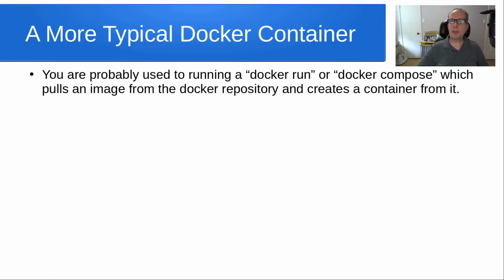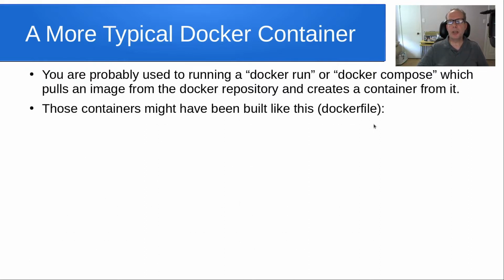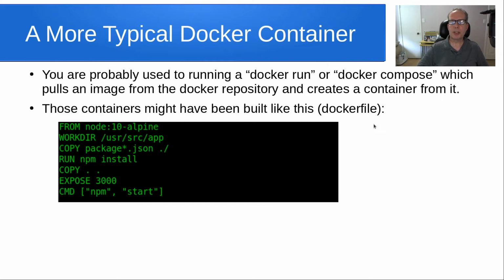So you're probably used to running Docker run or Docker compose, which pulls an image from the Docker repository and then creates a container from it. Those containers might have been built like this. So here's a typical super simple Docker file. It says FROM node: and it has an Alpine number.